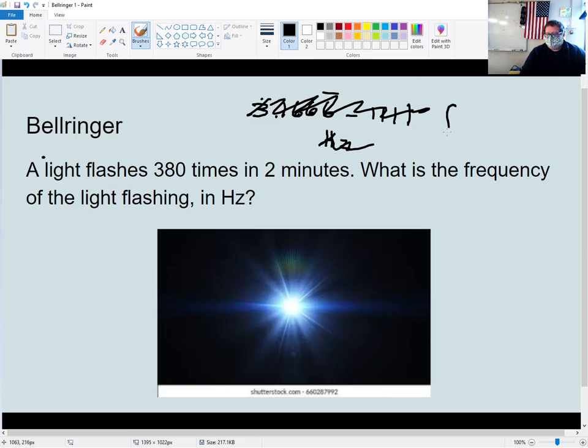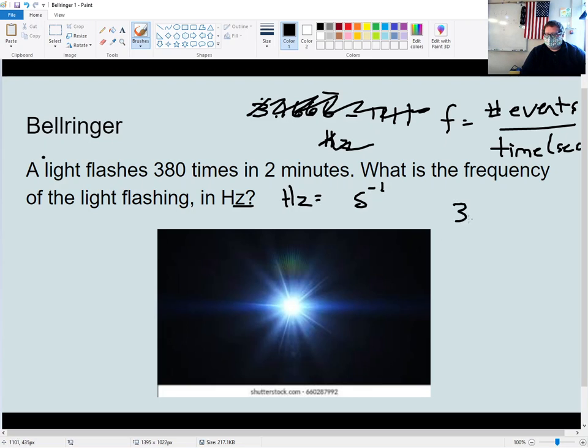And if you forgot, the frequency is the number of events, and you can calculate the frequency of, like I said, pretty much anything that occurs periodically, divided by the time in seconds. It's very important in order for it to be in hertz, which is what they want here, right? Remember, hertz is inverse seconds, so you have to have seconds in there.